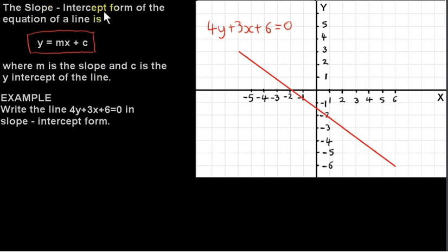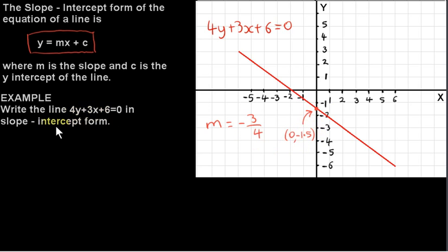The slope-intercept form of the equation of a line is y equals mx plus c, where m is the slope and c is the y-intercept of the line. I'll just take an example to explain this. In previous videos, we looked at the line 4y plus 3x plus 6 equals 0. The slope of it is minus 3/4, and the y-intercept, that is where the line crosses the y-axis, has coordinates 0, minus 1.5. We saw that in a previous video.